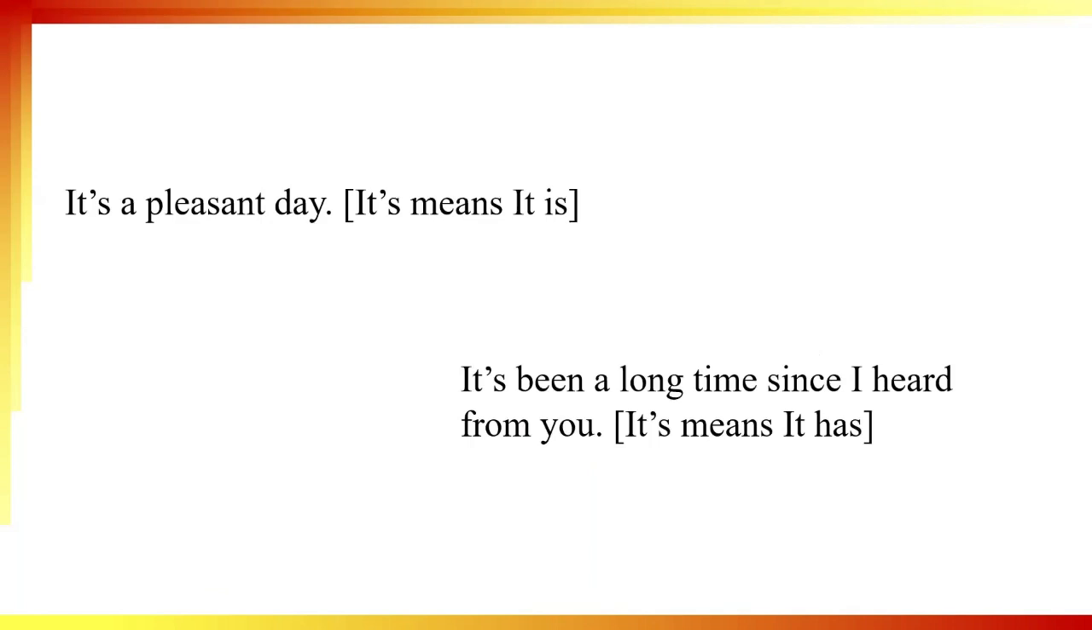Let's have a look at these two examples on your screen. Remember, the word it's with an apostrophe is simply a contraction for it is or it has. So if you want to say it is a pleasant day, you might just use a contraction and say it's a pleasant day, which means it is a pleasant day. Similarly, it's been a long time since I heard from you. Here, the word it's with an apostrophe is a contraction for it has. Hence, it means it has been a long time since I heard from you.